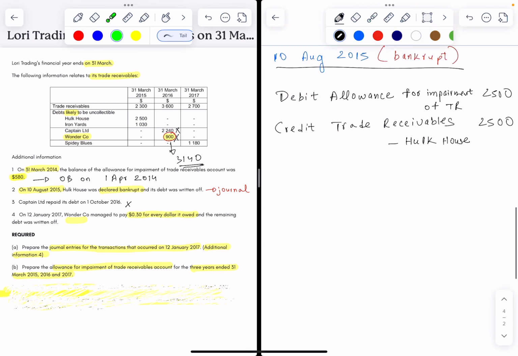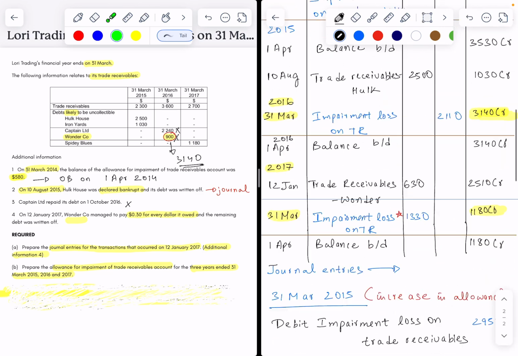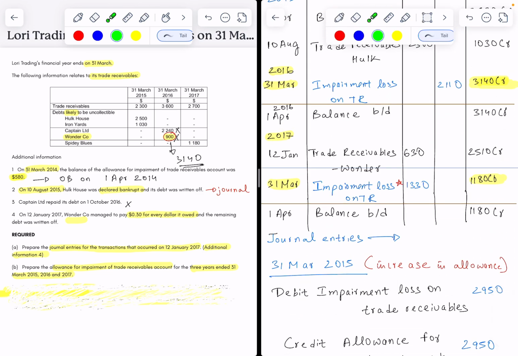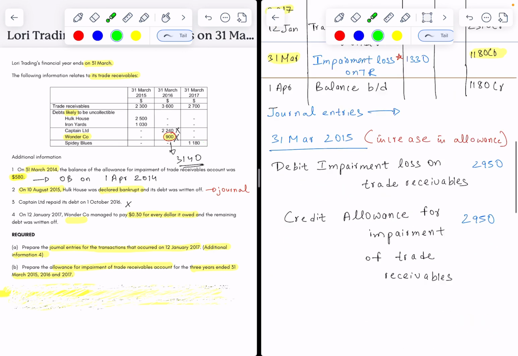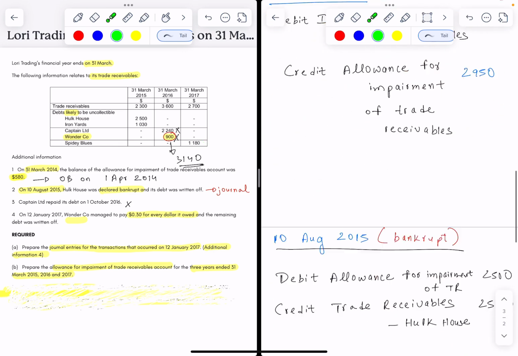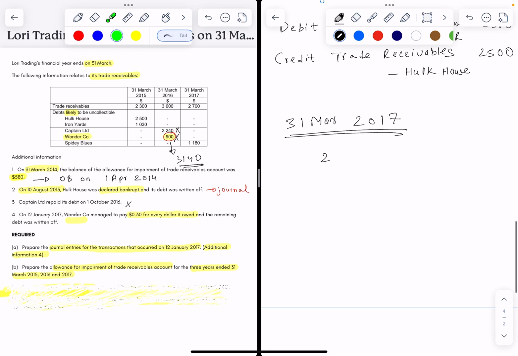So I'll just write something here. So we know at 31 March 2017, okay, our allowance is going down from 2,510 to 1,180 based on the amount that Spidey Blues owed us only at 31 March 2017, okay? So 2,510 to 1,180. So there is a reduction here.